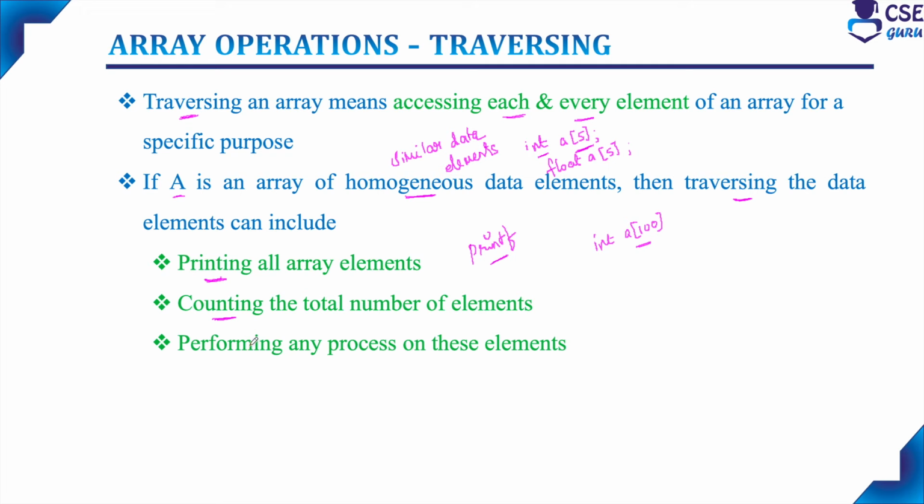In that case, if you want to count the total number of elements, we can write a code. That is also possible. Or performing any other process. Or if you want to sort the elements, that is also possible. So these are all traverse operations, that is accessing each and every array element for any specific purpose. That is called traverse.